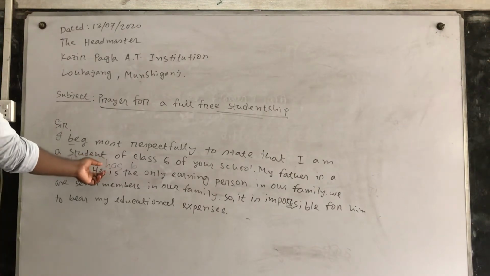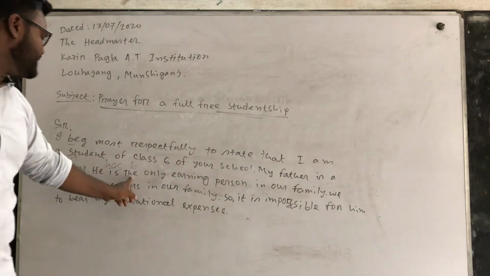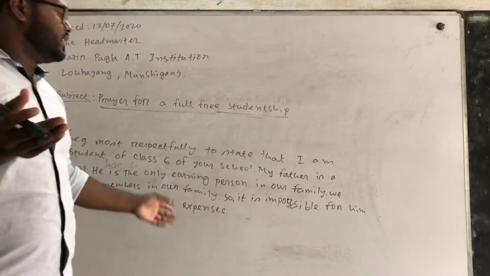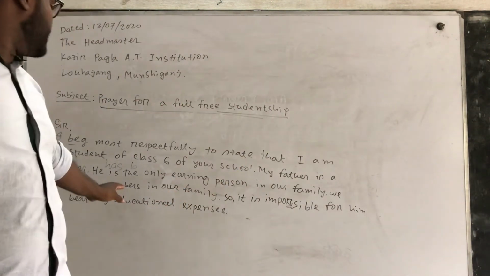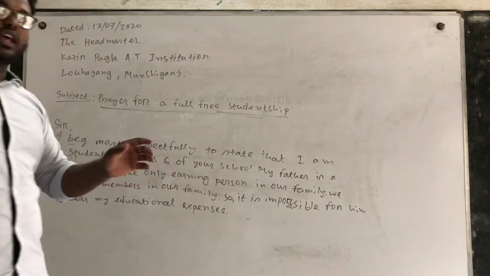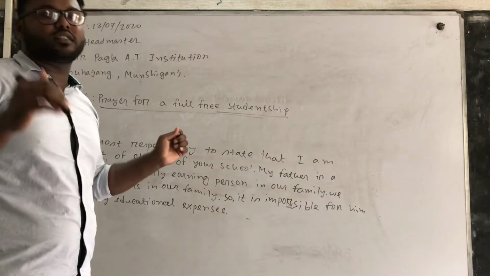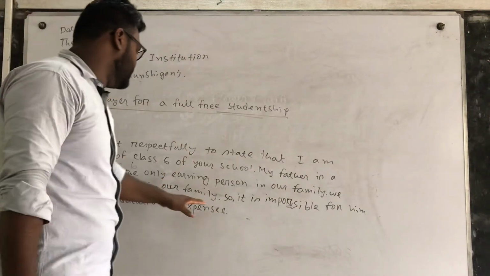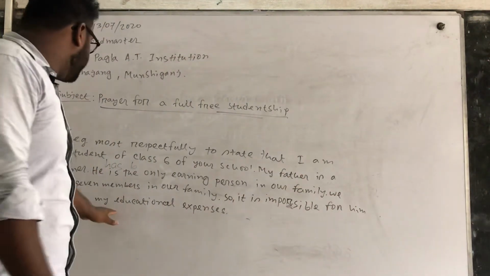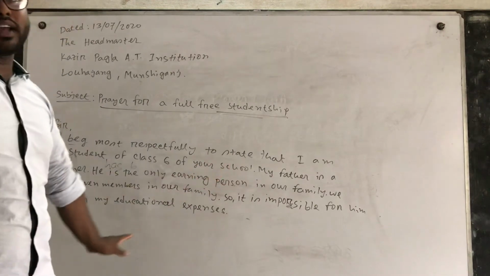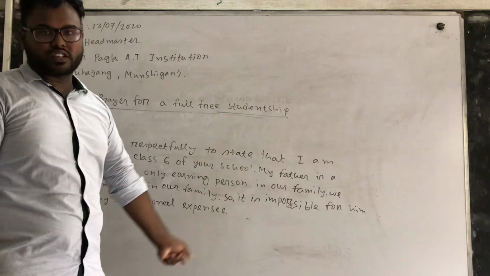That's why he has not a lot of money or wealth. He is the only earning person in our family. Then we are 7 members in our family, and among the 7 persons, my father is the only earning person. So it is impossible for my father to bear my educational expenses. That is the explanation of why you want a full free studentship.